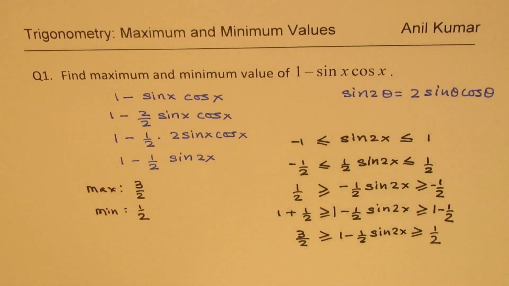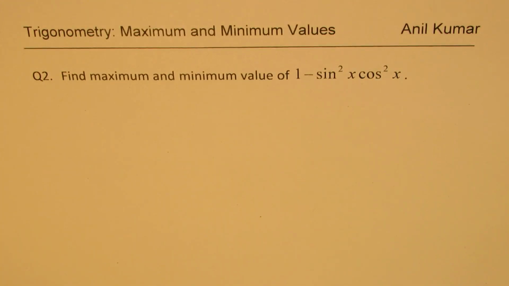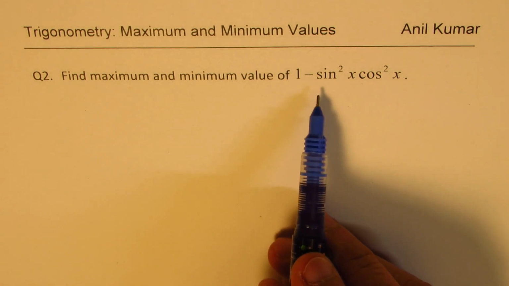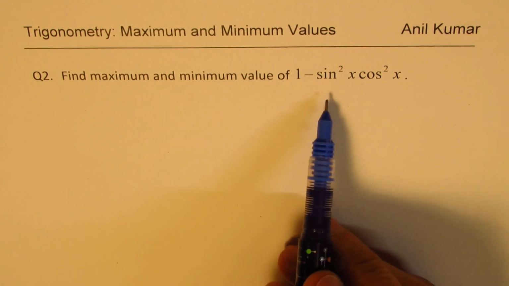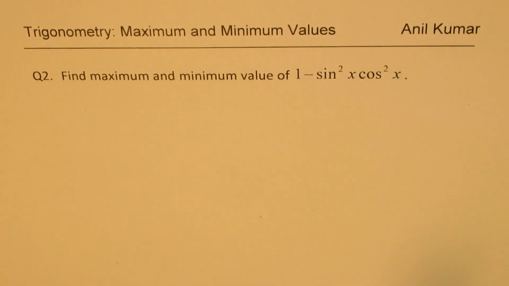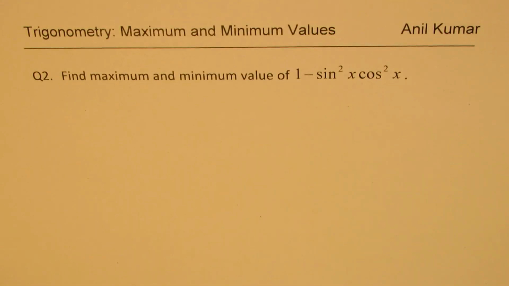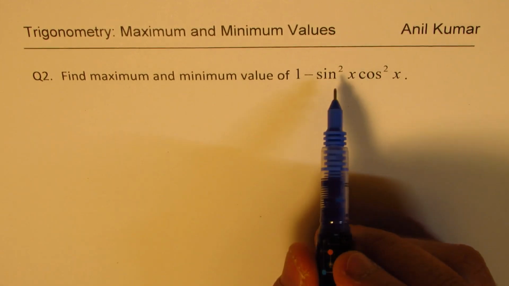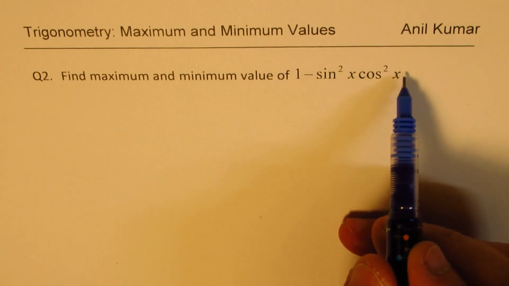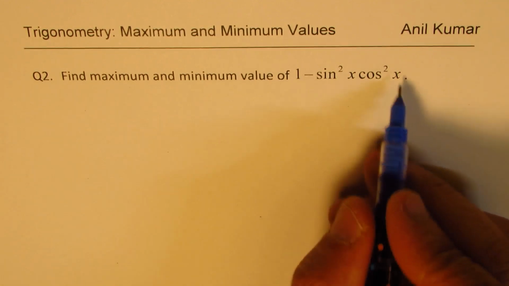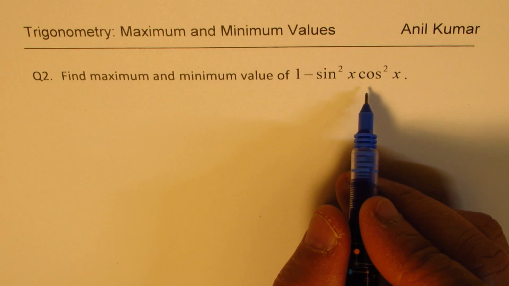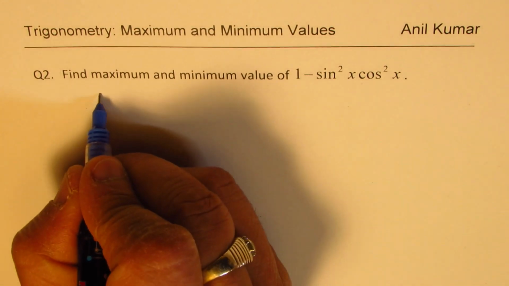Let's move on and take the next example, which is find the maximum and minimum value for 1 minus sine square x cos square x. Well, it is slightly different from what we had earlier. If you compare, we were talking about sine x cos x. Now the power is 2, right? It is interesting to remember this could be anything. It could be n also, right? So how do we solve such an equation for maximum and minimum value? Let's see that part now.